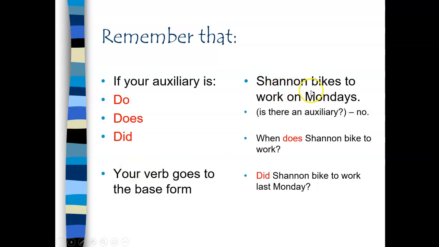So I've just written a sentence here and just a couple of different questions you could make. Shannon bikes to work on Mondays. Is there an auxiliary in this sentence? No, there is no do, does, did. There's no am, are, is. There's no have or has or can or could, etc. So there's no auxiliary. And I need one to make a direct question.